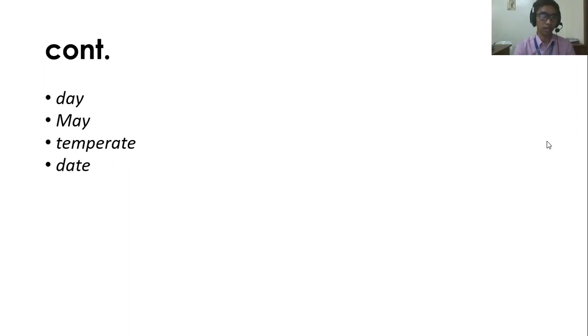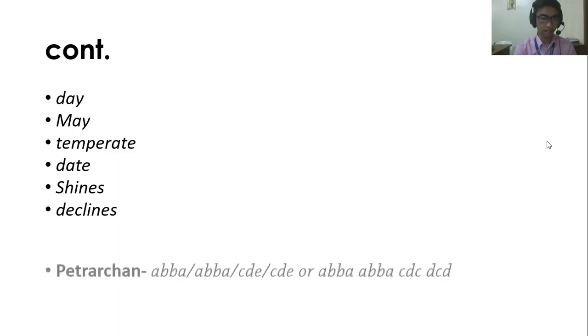Day and May, first and third, are represented with letter A. And temperate and date, which are found in the second and fourth line of the stanza or the sonnet, are represented by the letter B. We have also shines and declines. So shines and declines, they are the letter C.